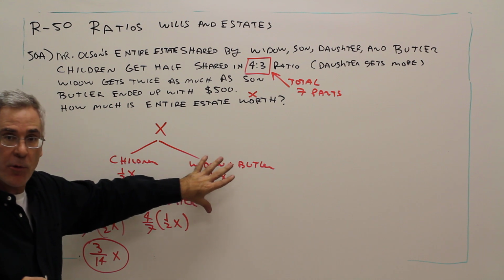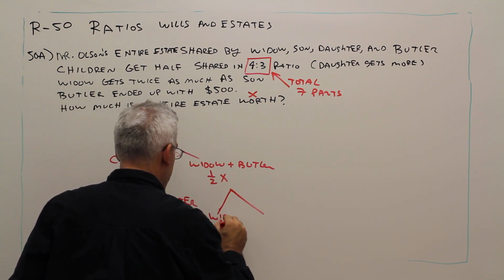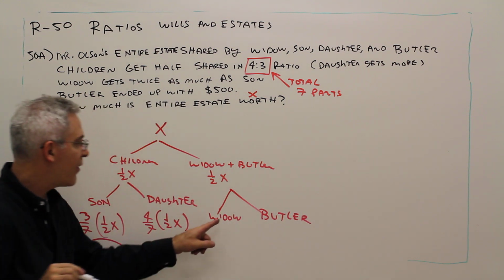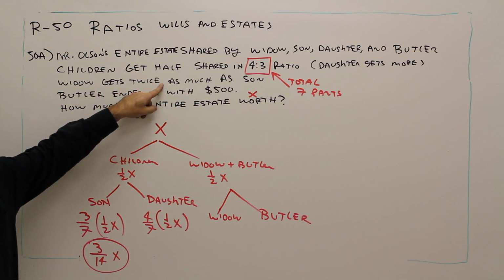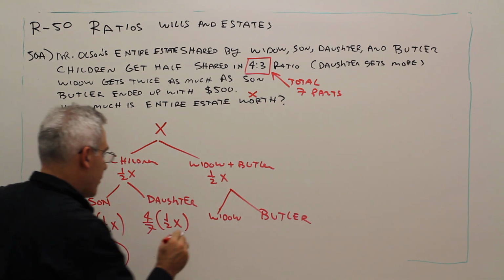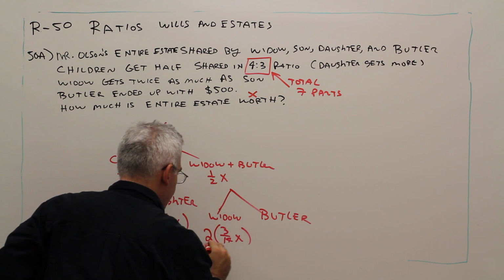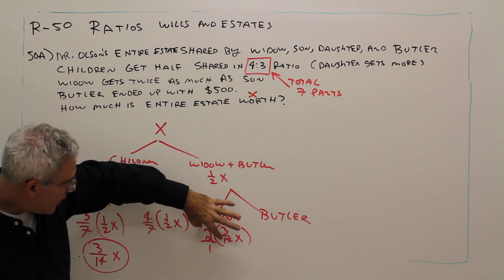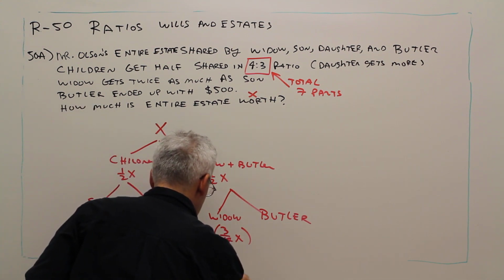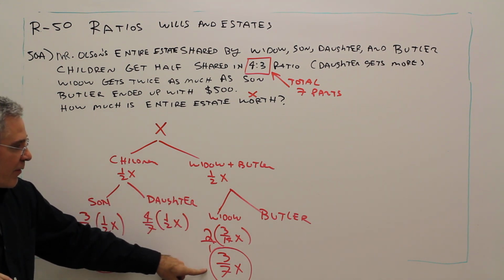All right, so now I'll work on this side. I'll branch out. I'll have the widow, and I'll have the butler. And it said the widow is getting twice as much as the son. So if the son is getting 3/14 X, the widow is getting twice 3/14 X. I'll write it as 2/1. That's going to end up being 3/7 X. So the widow is getting 3/7 X.